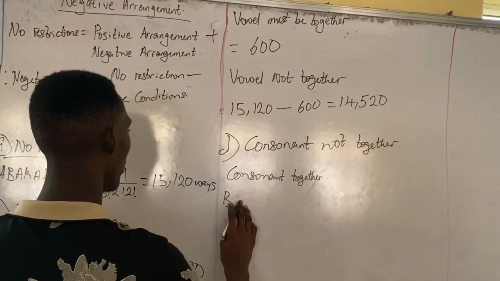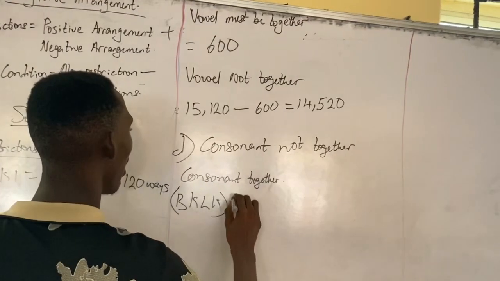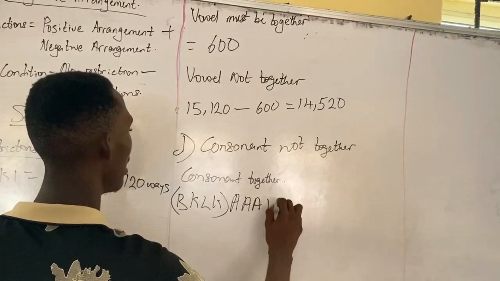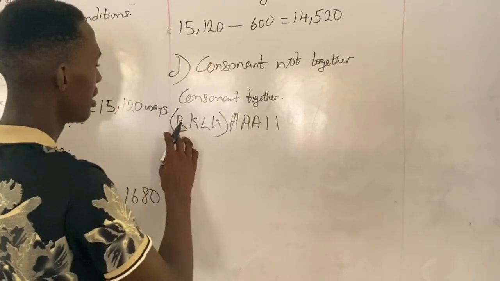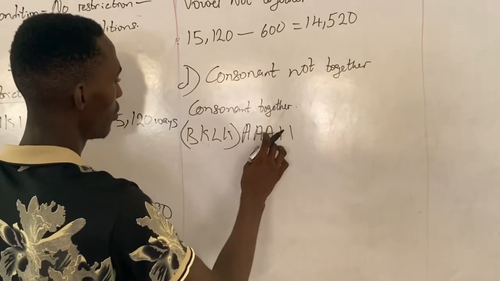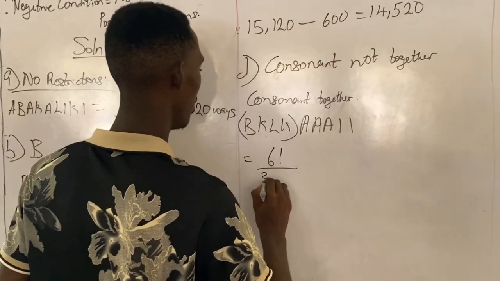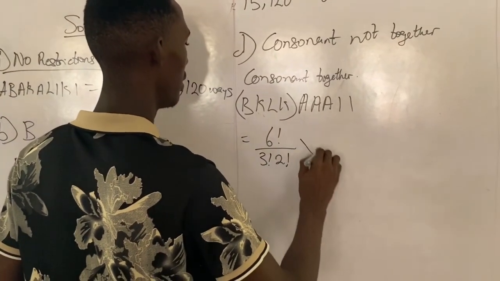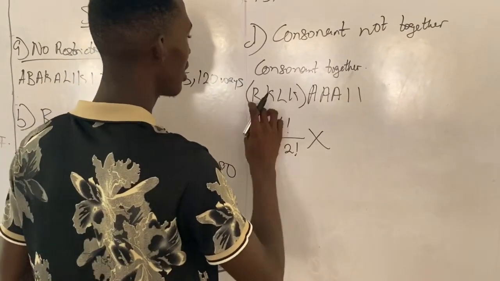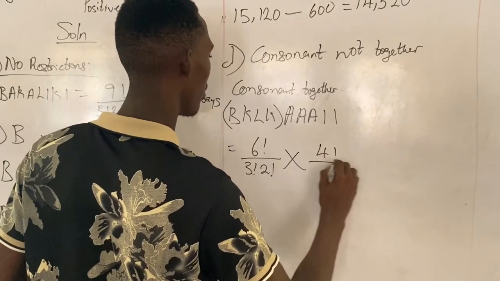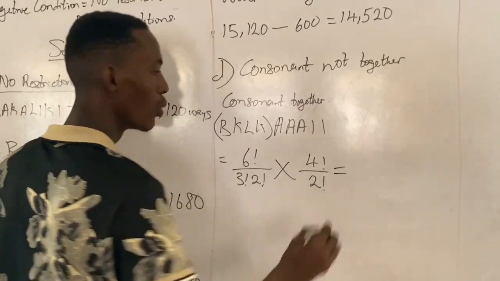BL, BK, LK. They must be together. Then we have our I. Now, for us to get this serves as what? 1, 2, 3, 4, 5, 6. 6 factorial over what? 3 factorial and 2 factorial, which is the whole of this as 1. Then we multiply it with this, which is how many? Just 4 factorial over 2 factorial for the 2 repetition. Then we sum it up.